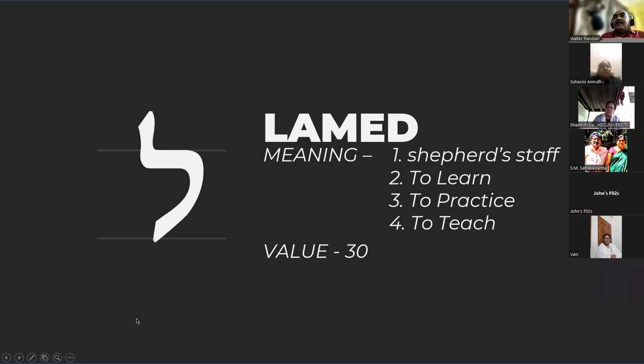So Lamed is the tallest alphabet in Hebrew. Now here, I want to show you something. This Lamed is constructed by two alphabets. One is Kaf, which you can see on the screen, and the other one is Vav. What is the value of Vav? That is 6. And what is the value of Kaf? That is 20. 20 plus 6 is 26. See, 26 is the value of Yahweh or Yehovah.